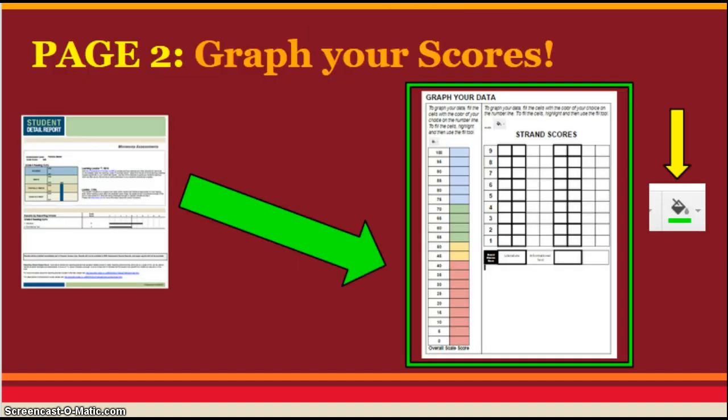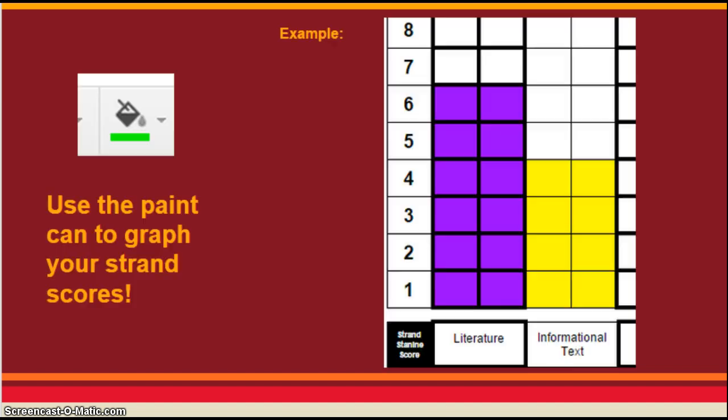Now, let's make a visual and graph our scores. Using the paint can tool on the toolbar, highlight and fill in with a color of your choice each of your strand and overall scale scores. Here's what it looks like. For literature, I scored a 6, so I highlighted and filled in using this light purple color. I also used yellow for informational text.